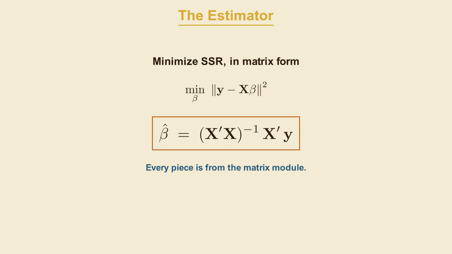Let's read that slowly because every piece is something that we built out in the matrix module. X transpose is the design matrix with its rows and columns swapped. Multiply X transpose by X and you get a small square matrix. Then we invert the square matrix, which is exactly the matrix inverse we worked through in Module 4. Then finally we multiply by X transpose times y. So we just use the transpose, matrix multiplication, and the inverse. That's the whole recipe that's used to run a regression.